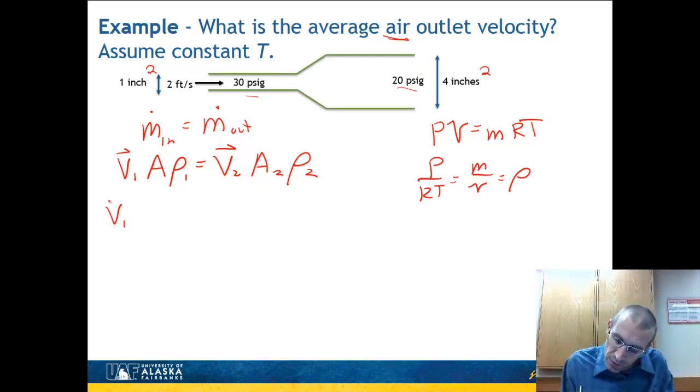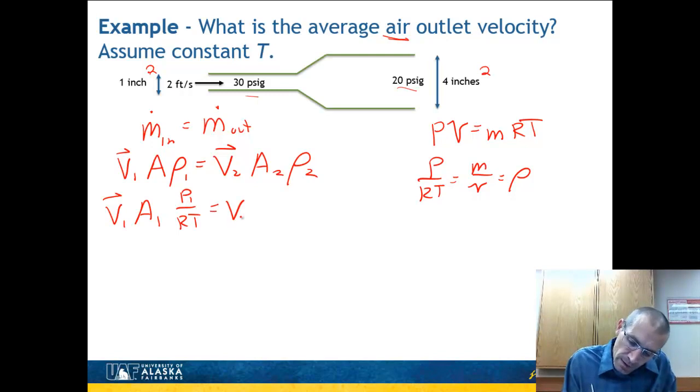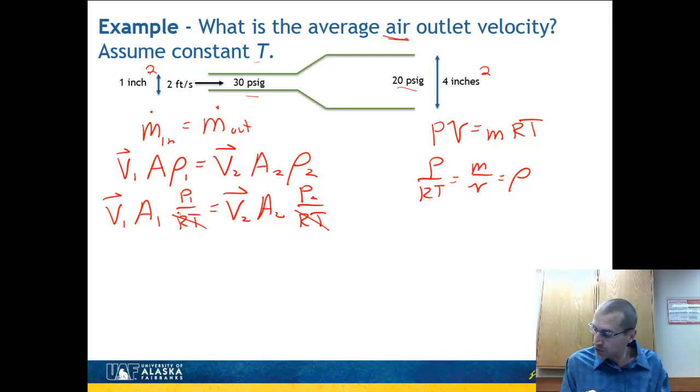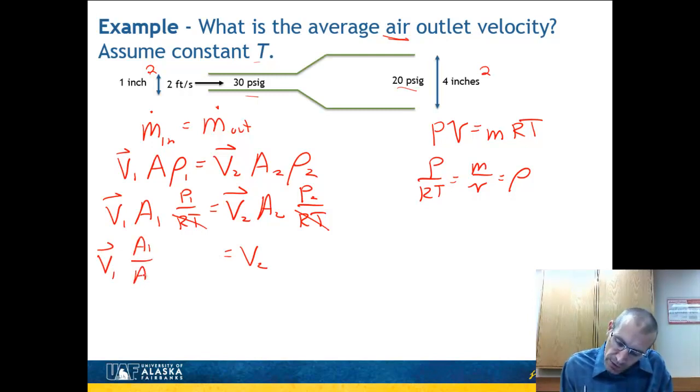So let's do that. V1, A1, and for rho 1, I've got P1 over RT. Now V2, A2, and then again for the density, I'm going to replace this with P2 over RT. And the problem says this is a constant temperature, so I can cancel out my RT terms, and now I can again rearrange this to solve for what V2 is in terms of V1 and the ratios here. So I've got V1, A1 over A2, P1 over P2. And we can put some numbers in there.